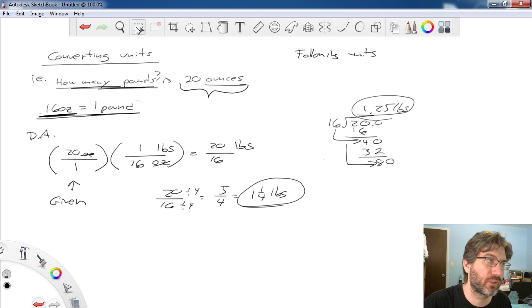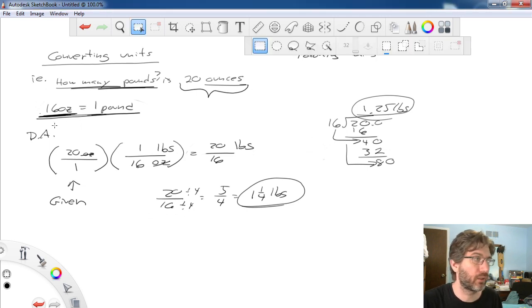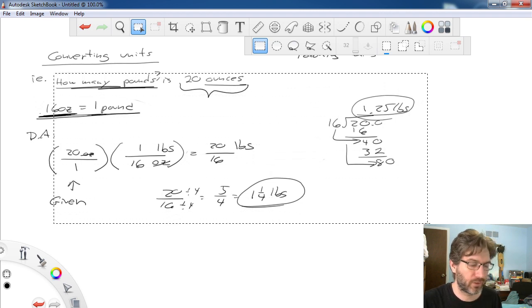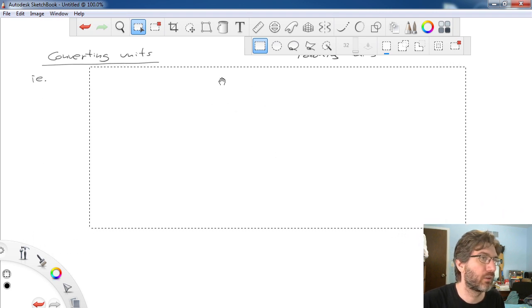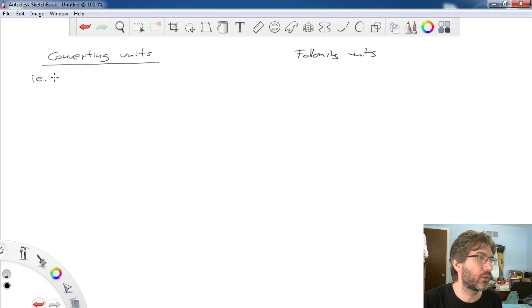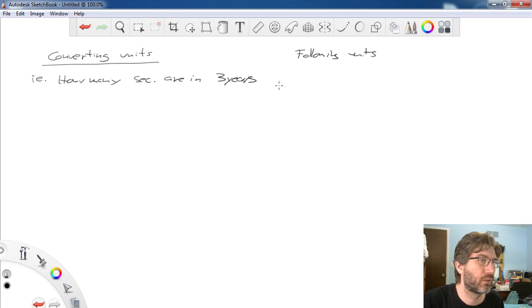So I'm going to do one more example today, and then we're going to call it a day. And it's going to be a little bit more complicated, so we can just get used to doing things. And I want to know probably something that nobody really knows, but I want to know how many seconds are in 3 years. So let's find that out. We'll use dimensional analysis to figure that out. We're converting 3 years to seconds.